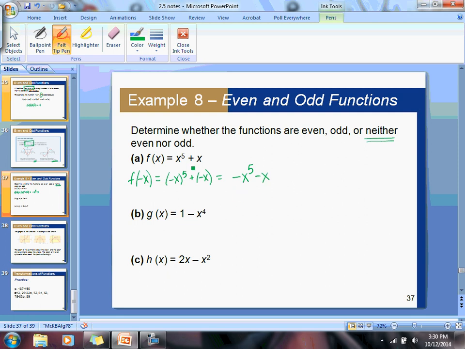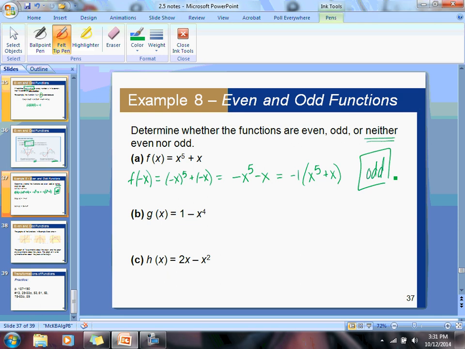Now, you might say, oh, that's not the same as my original function. But both of these terms are negative. So I can take out that -1 like a GCF, and then I do get part of my original function back, except it's been multiplied by a -1. So I have this x to the fifth plus x, but now I'm multiplying it by a negative 1. And that is the characteristic for an odd function. When you have f of negative x equals negative f of x, that's the behavior for an odd function.